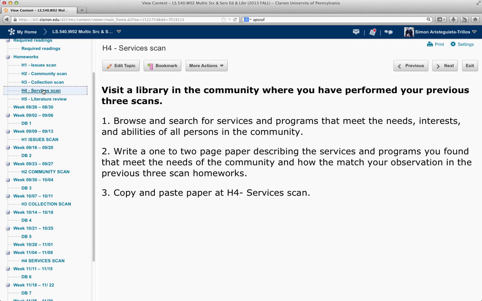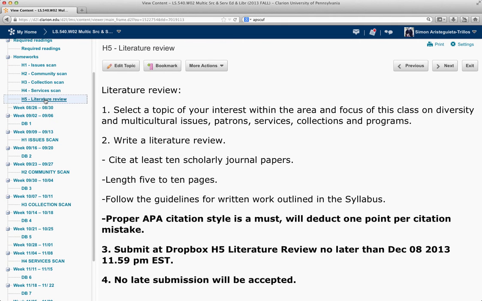You will do the same with the services. You will do the same. I'm interested to see if there is a match between your observations and the services that the library will provide or is providing. And then finally, and this is also very important, it's a literature review.